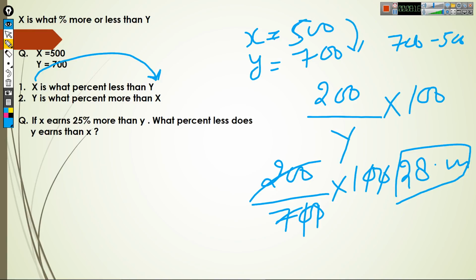Again, remember this: when you are comparing two values, so here you are comparing x with y, the value of y will always come in the denominator. Okay, remember this.